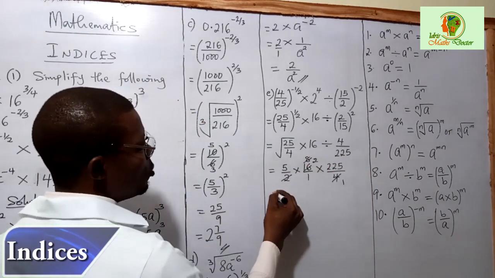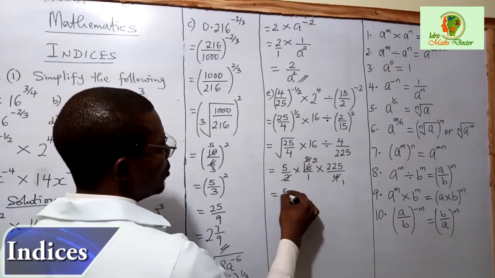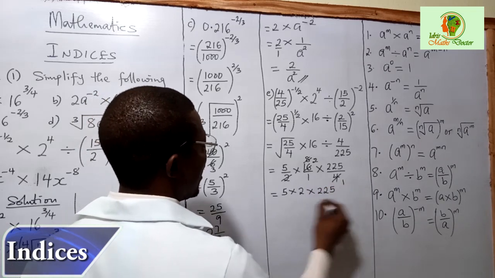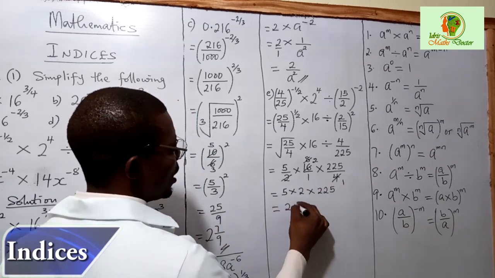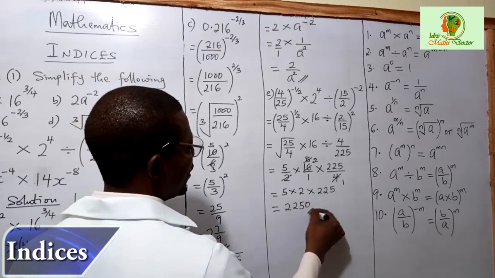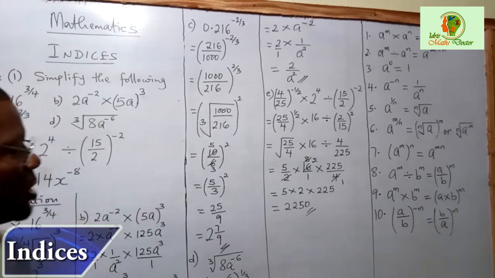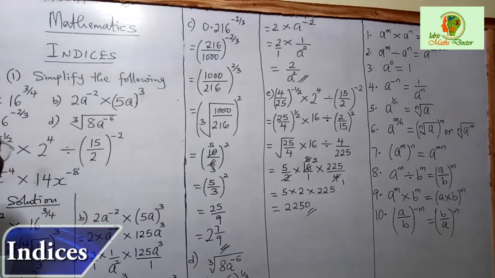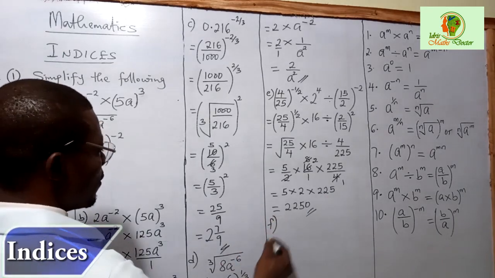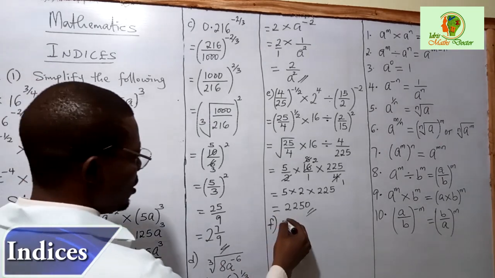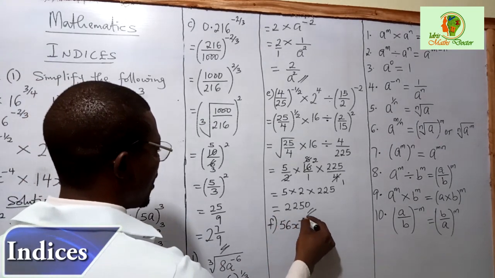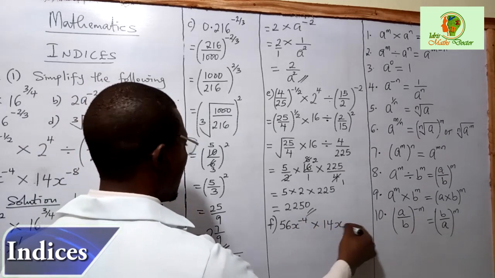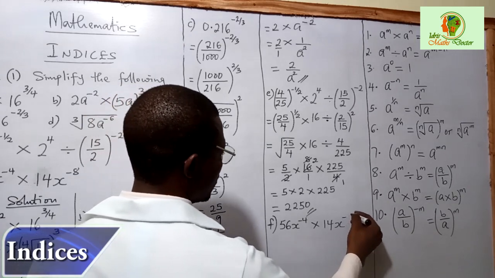So if we multiply the numerator out, 5 times 2 times 225, our answer is going to be what? 2250. Very simple. Because 5 times 2 is 10, and 10 times 225 will give us this. The last question for now, F. We have 56 x raised to power minus 4 times 14x raised to the power minus 8.